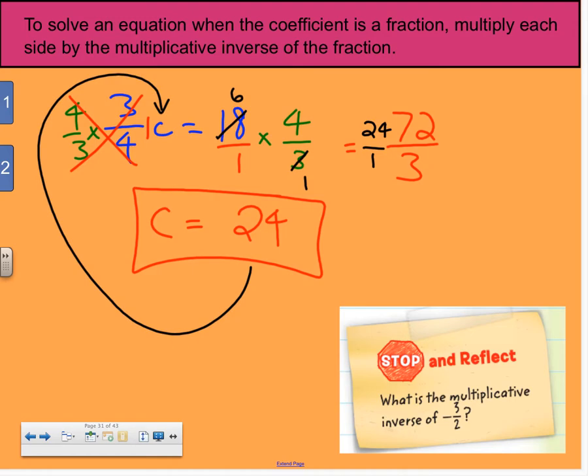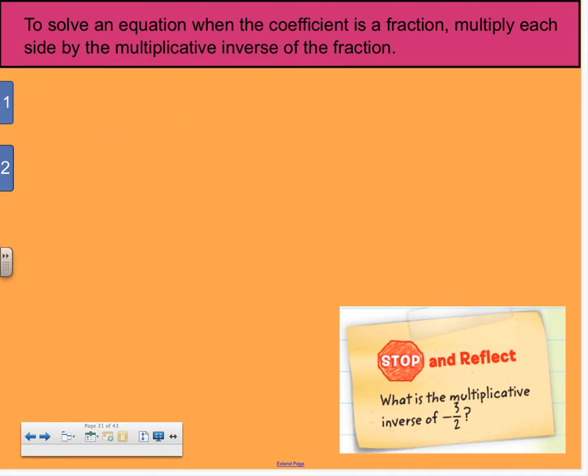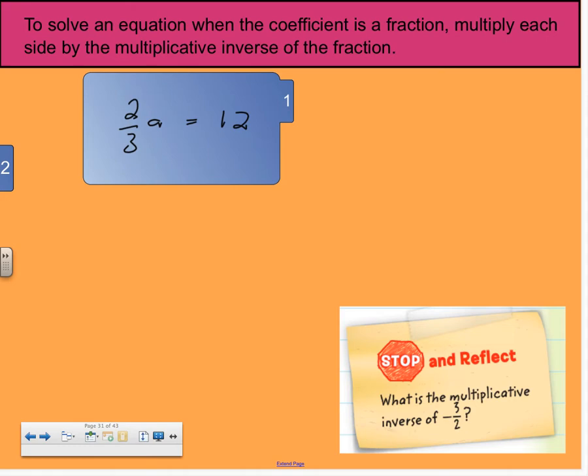All right, let's do another example. Okay, here's your example. 2/3 A equals 12. In the margin of your textbook somewhere, show me how you would at least set that up. How are we going to write that and attempt to solve it? Go.